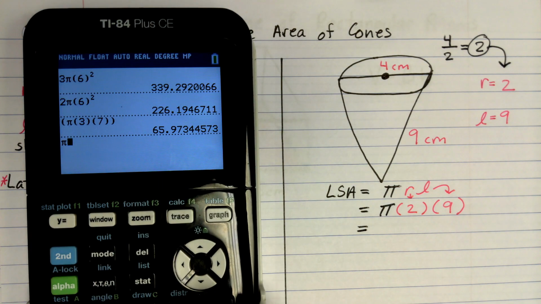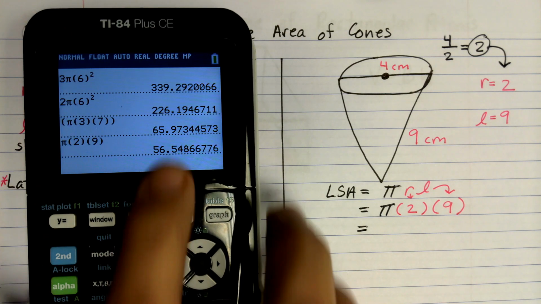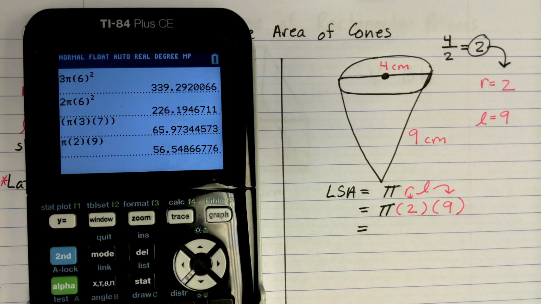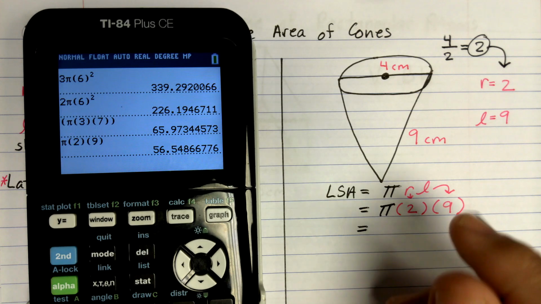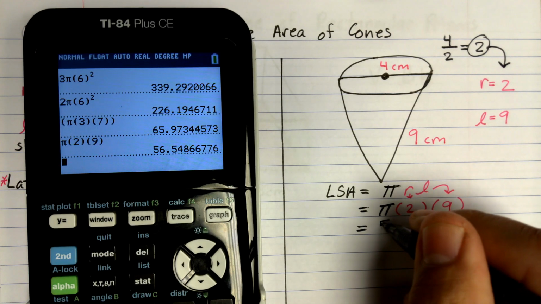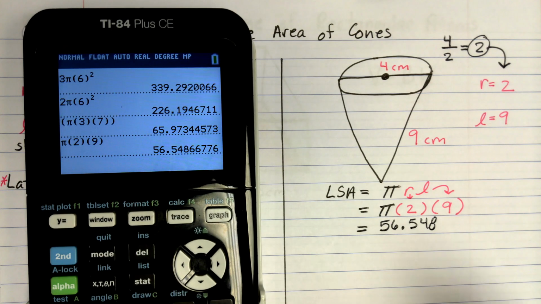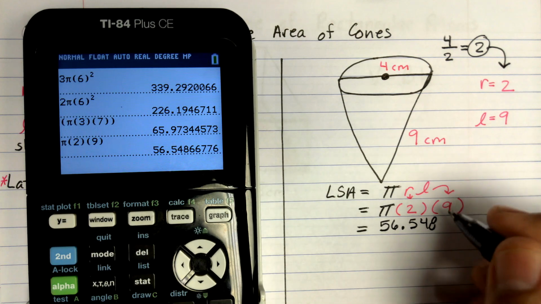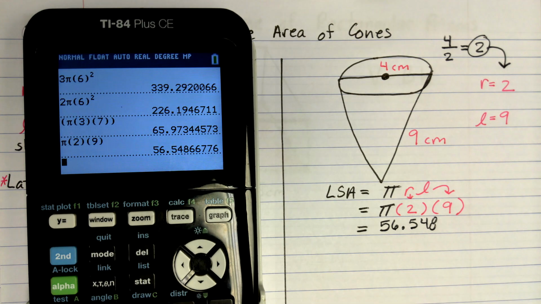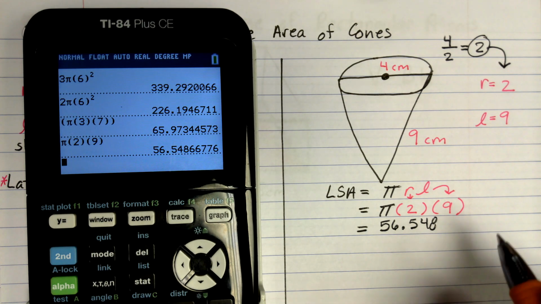So I'm going to put pi times 2 times 9. And it gives me 56.548. I'll write that down. And notice this is in centimeters, so this will be in centimeters squared. But before we do that, let's go ahead and round it.